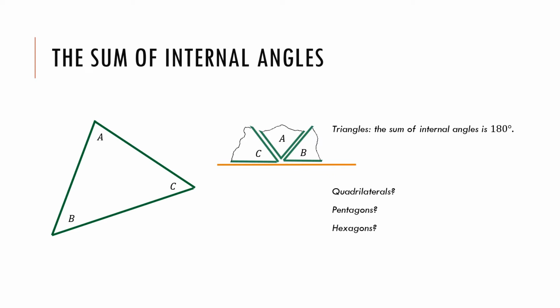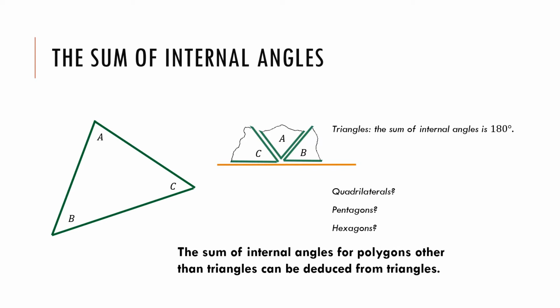hexagon. Now, unlike for a triangle, the catch here is that the sum of internal angles for other polygons can be deduced from triangles. Before we jump into how we figure out the sum of angles, I want to set up some terminology. Because we have more than 4 sides and 4 vertices, the position of sides and vertices will matter.